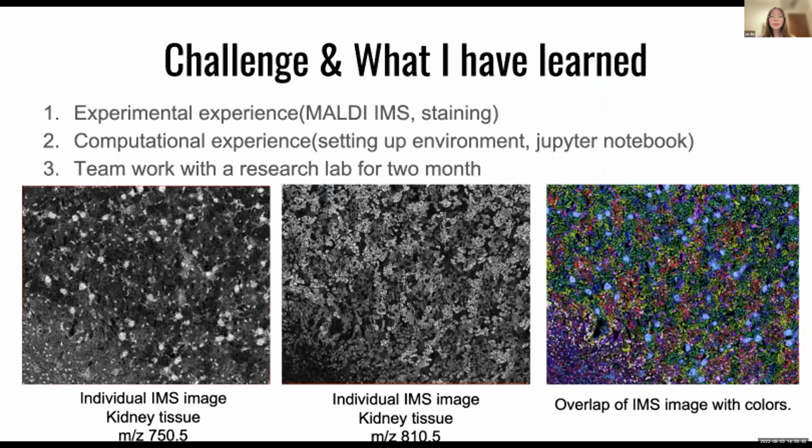With this summer internship, I have really learned a lot about how to do different experiments with different instruments, such as MALDI IMS, which is the experiment that I have to do in order to get the IMS image. As we can see, there are 3 images here. The first 2 are the individual IMS images, and the third one is the overlap of the IMS images. In order to get this kind of colorful image or colorful color map, we have to give a color to every individual IMS image and then overlap them together.